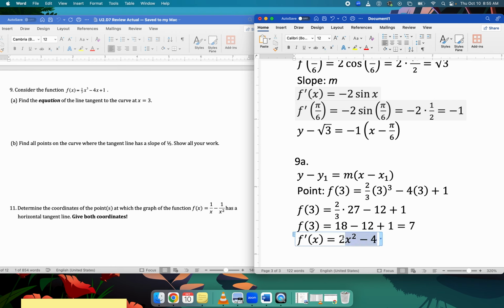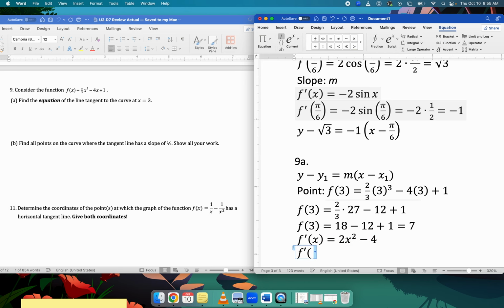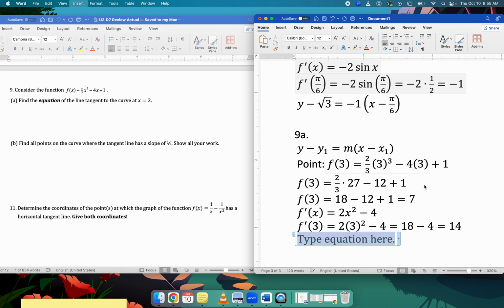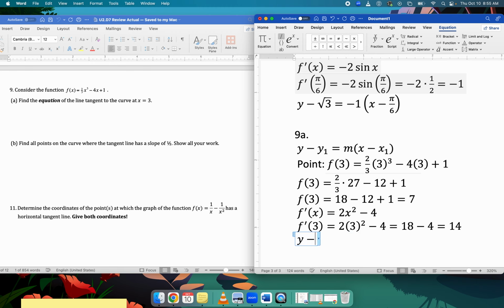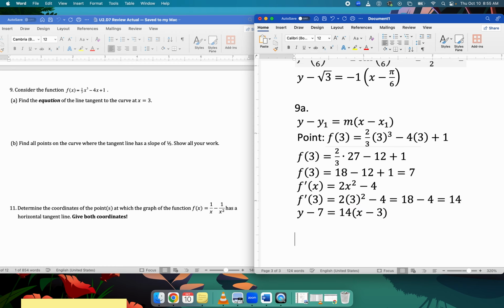Of course, that's not your m, right? M is a number. That's not a number. To find m, you need to evaluate this at 3. So that's 2 times 3 squared minus 4. That's 2 times 9, 18 minus 4, so that's 14. So I say the equation of the tangent line is y minus 7 equals 14 times x minus x1, which was just 3. 9b, find all points on the curve where the tangent line has slope 1/2, show your work.